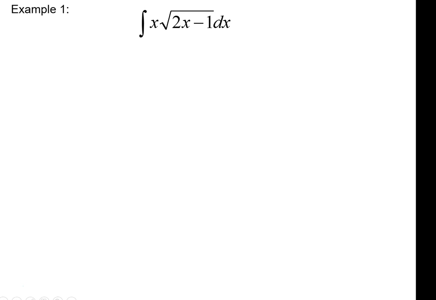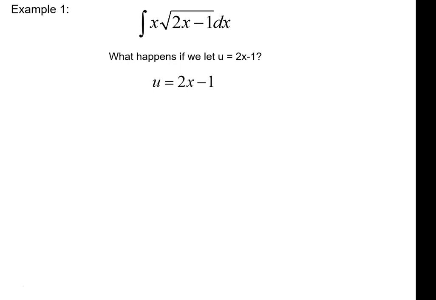So we've got the integral of x times the square root of 2x minus 1. So it's still an indefinite integral. And take a look at it and see what you think a good choice of U would be. There's a function here that's inside of another function, and hopefully you see that that would be 2x minus 1.